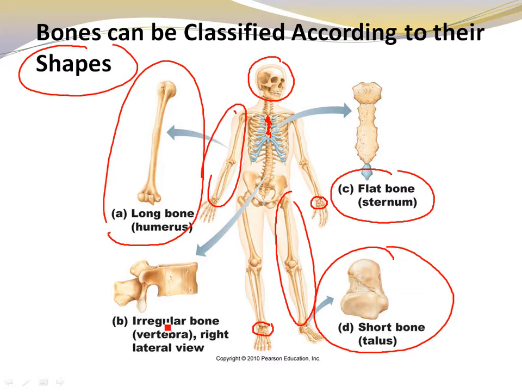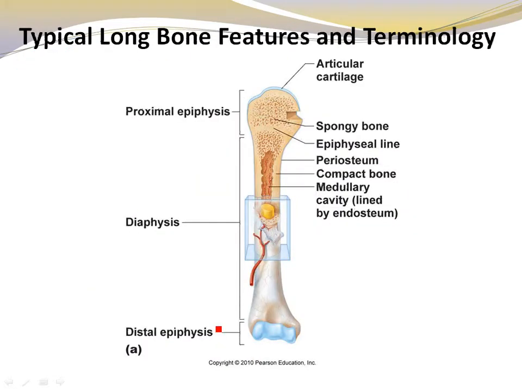And then, let's say you've got bones that don't really fit into any of those other shaped categories. You know, they're kind of flat in some places and long in some places, short in others. Those are your irregular bones. So what you see right there is a typical vertebra from your backbone, from your spinal column. And you can see it has kind of a mixed shape, and that's why it's called an irregular bone. Okay, so you're going to hear those shape terms quite a bit.